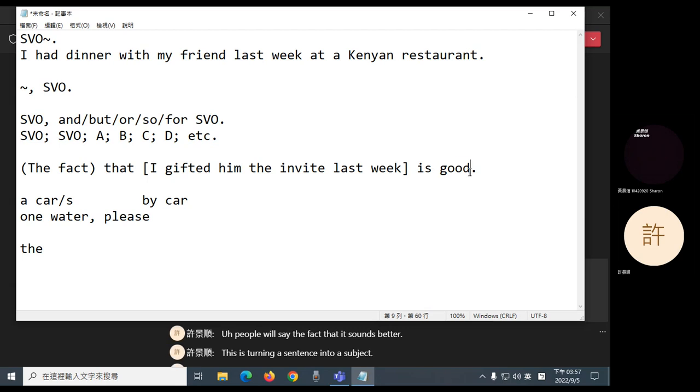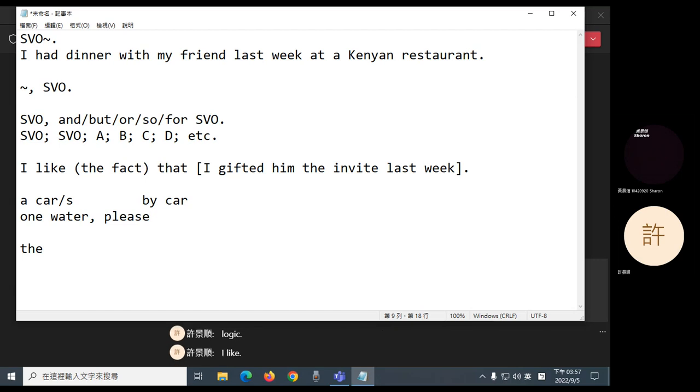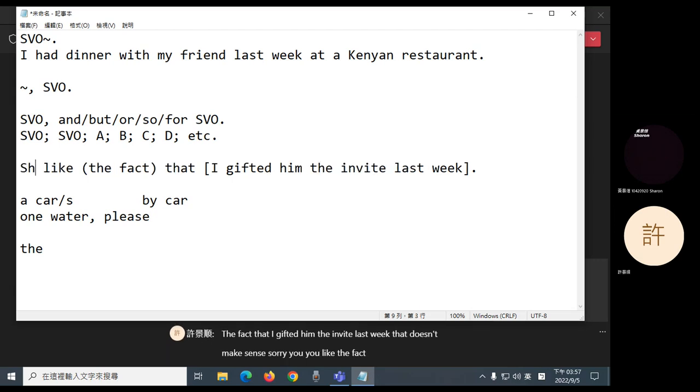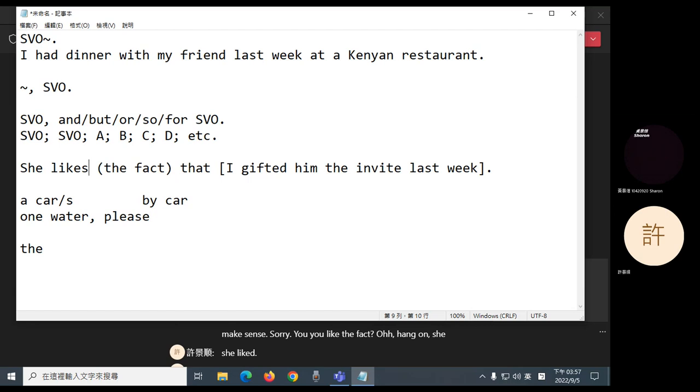You can also turn a sentence into an object using the same logic. I like the fact that I gifted him the invite last week. That doesn't make sense. Sorry. You like the fact. Oh, hang on. She liked. Okay, that's good. She likes the fact that I gifted him the invite last week. So in this sentence, the subject is she, the verb is likes, and the object is the fact that I gifted him the invite last week, which is one noun.